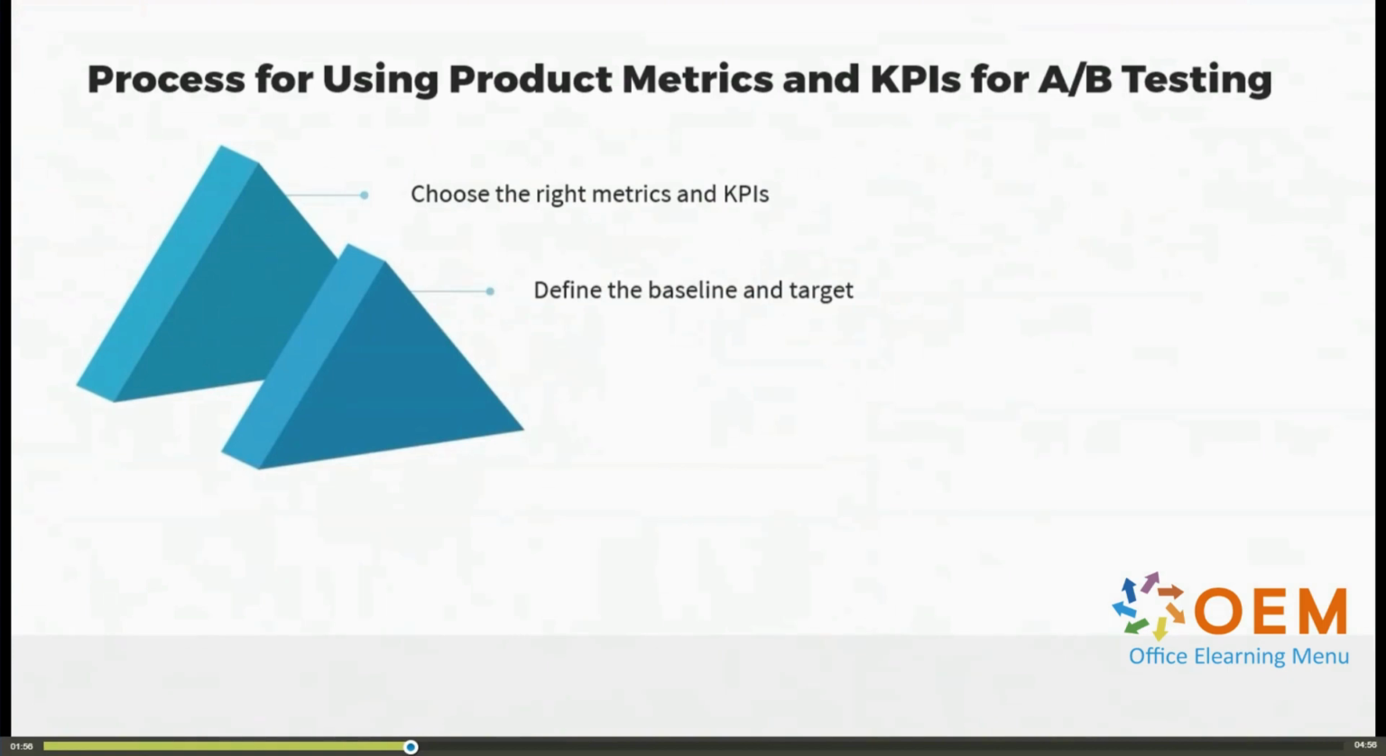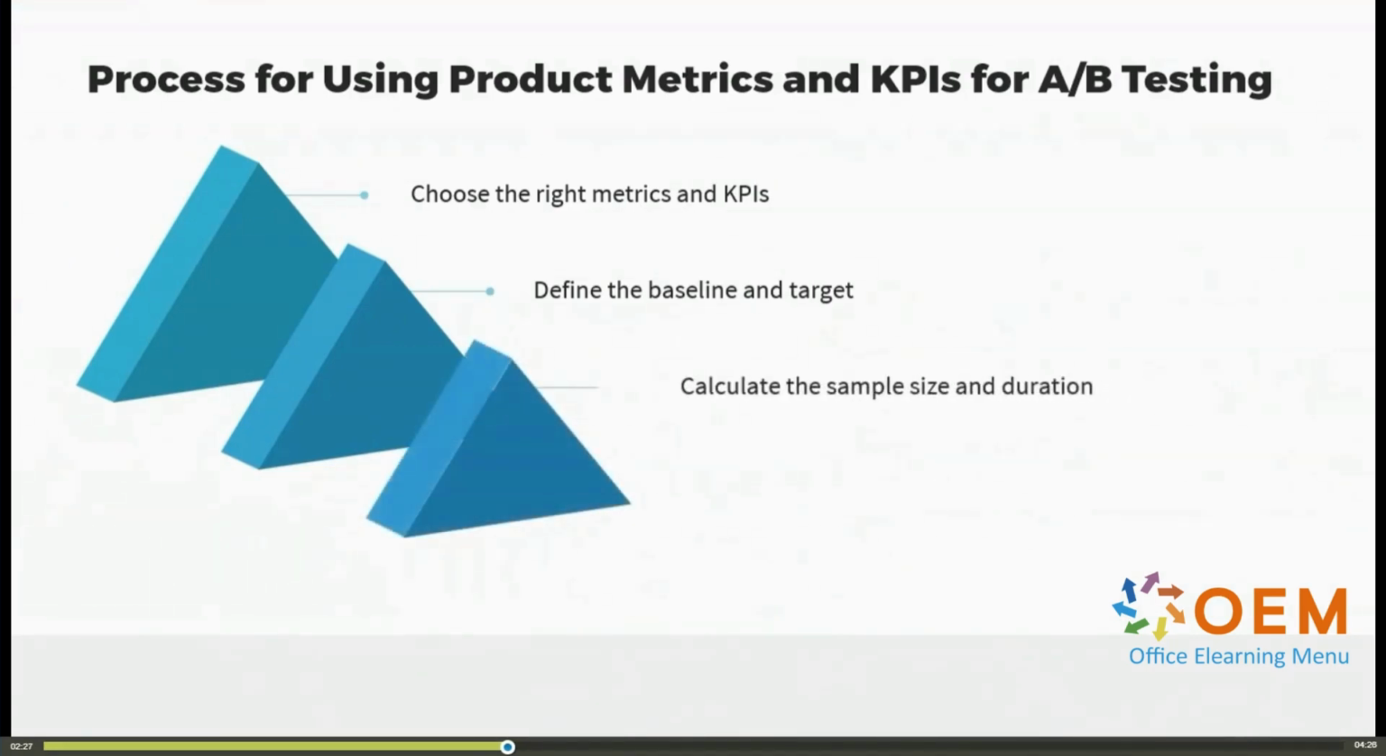Next, define your baseline and target values. The baseline is the current performance of the product, which is linked to control group A. The target is the desired performance or the minimum improvement you expect from the treatment or variant known as B in your test. For example, if the current baseline session duration is 10 minutes and you want to increase it by 20%, the target is 12 minutes. The variant or B groups are established to see whether the target is achieved.